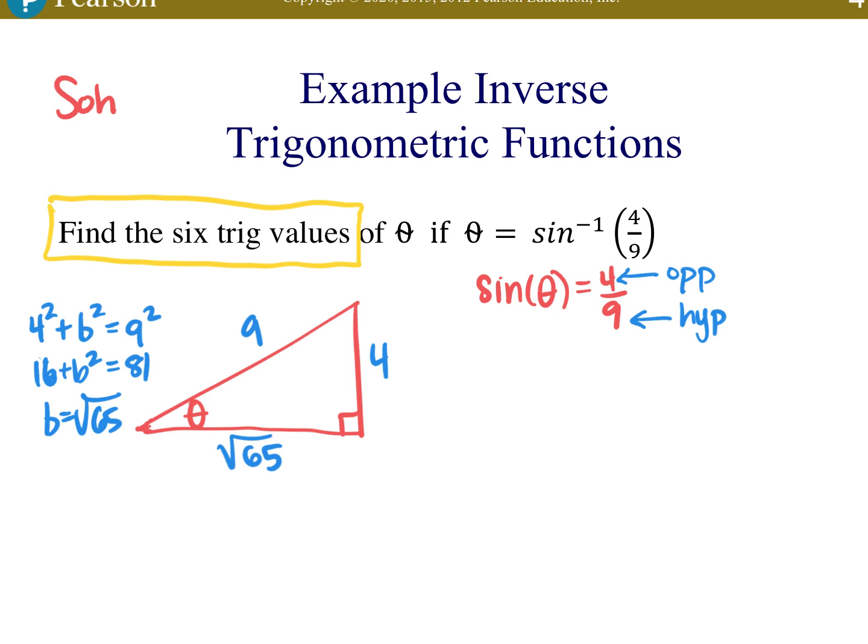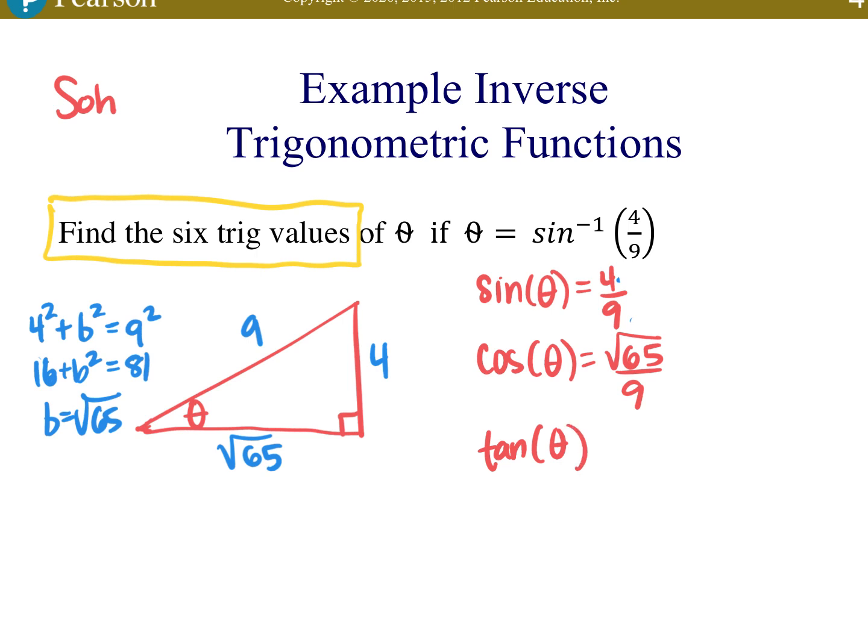All right, so I already have the sine. I know that the sine is 4/9. So then I should be able to figure out the cosine. So rad 65 over 9. I should also be able to figure out the tangent. Who's got that one? TOA. 4 is the opposite. Rad 65 is the adjacent. So we're looking at SOHCAHTOA. All right, those are the first 3.